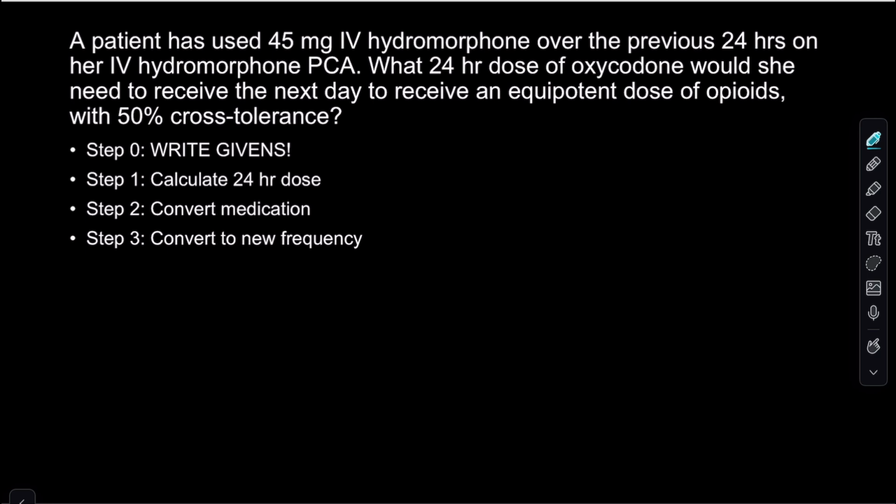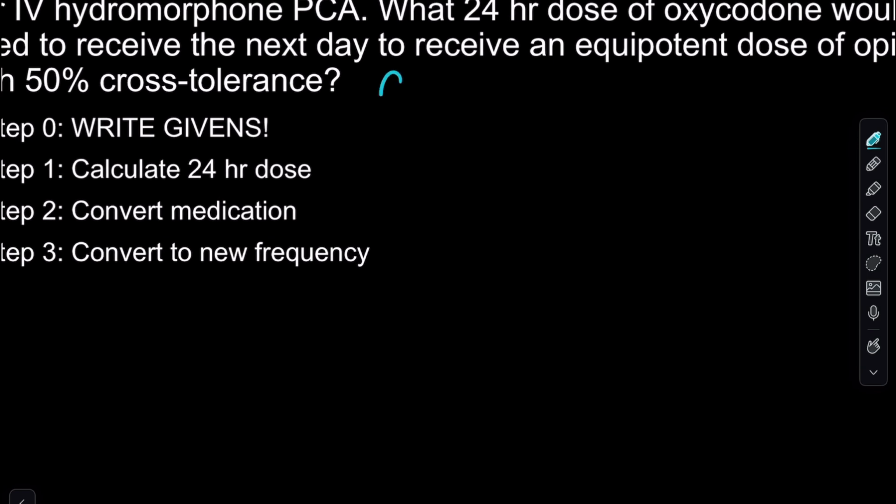So we have our last opioid calculation problem here. Patient has used 45 milligrams IV hydromorphone over the previous 24 hours on her IV hydromorphone PCA. What 24-hour dose of oxycodone would she need to receive the next day to receive an equipotent dose of opioids with 50% cross tolerance? So our first step, as always, is going to be write down our givens so we don't get our wires crossed.